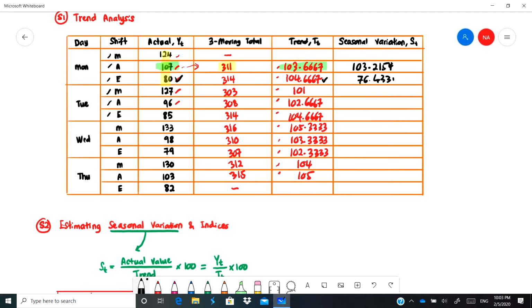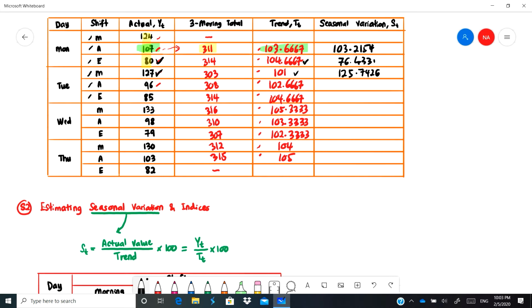76.4331. For the next step, 127 divided by this 101, so you'll get 125.7426, and then you have to repeat the same thing, actual divide by trend, and then multiply by 100, so you'll get the next one, which is 93.5065.